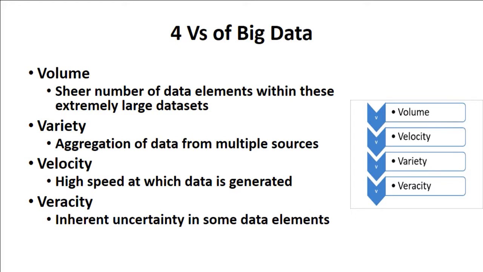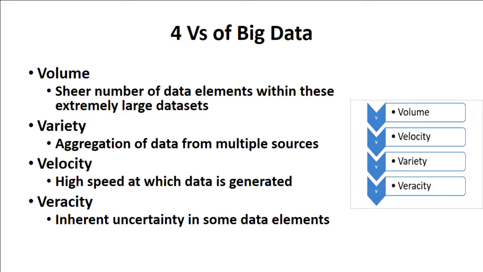Even with imaging, we can be talking about obviously large data sets of imaging data on your PACS, but also other data that's coming towards you, so from your RIS or your HIS, from your electronic medical record, et cetera. So a large variety, and then obviously from even outside your radiology department. Velocity, the speed at which data is coming at you.